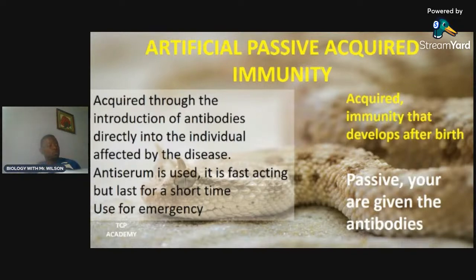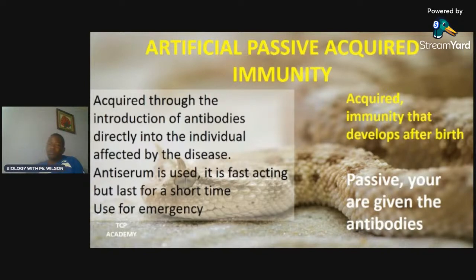Now you're seeing this, and this one is synonymous with bites from a snake. Now it is acquired through the introduction of antibodies directly into the individual affected by the disease. And usually you would have seen my first video on serum and plasma. Here we have what is called antiserum, which is used to treat this type of problem. It is fast acting but lasts for a short time, and it is used during cases of emergency where somebody is bitten by a snake or where the person is suffering from tetanus.